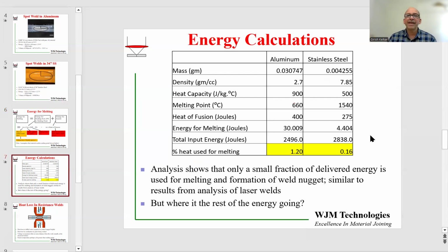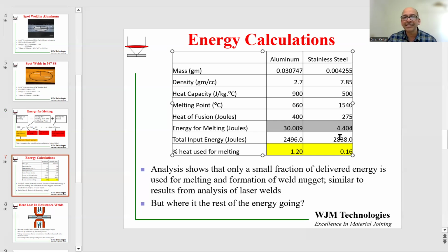Then we can do some simple math using the material properties. And we have different inputs over here in terms of mass, density, heat capacity, melting point, heat of fusion for aluminum as well as stainless steel. And we calculate different numbers for the energy required for melting for aluminum for that nugget and for stainless steel. The size of the aluminum nugget was much bigger, so we find that the energy required is much bigger for that one compared to stainless steel.